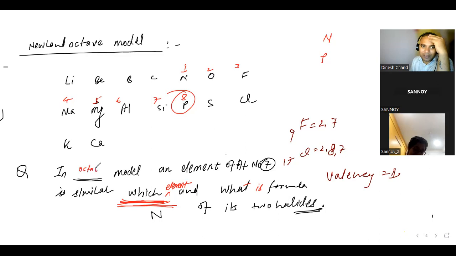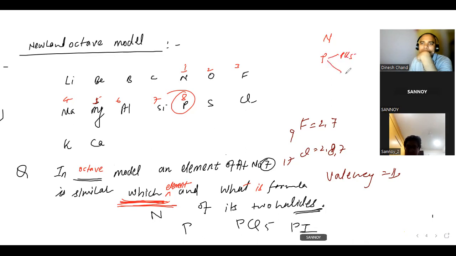Okay, now you tell me. Octave model. Sir, now definitely this would be P, and two halides will be PCl5 and another is PI. Sir, iodine valency? One only. All the halogens are one only, na? Then PI only. No. It is PCl5 and PCl3.